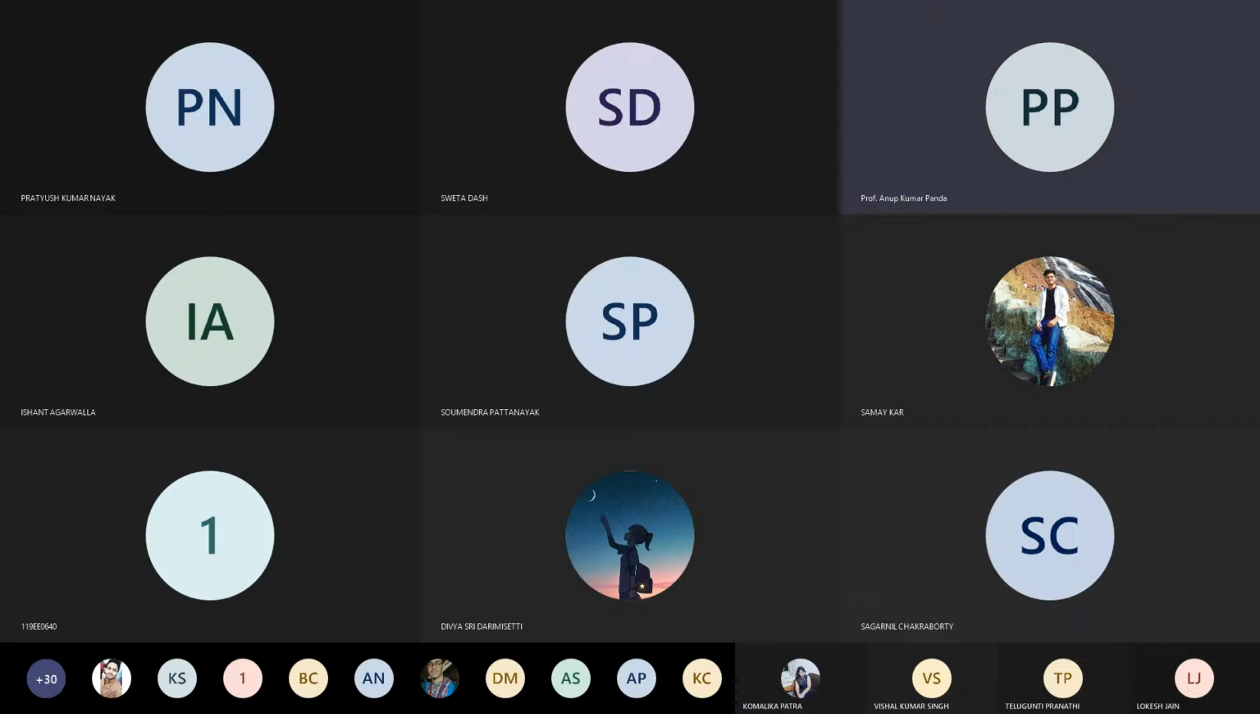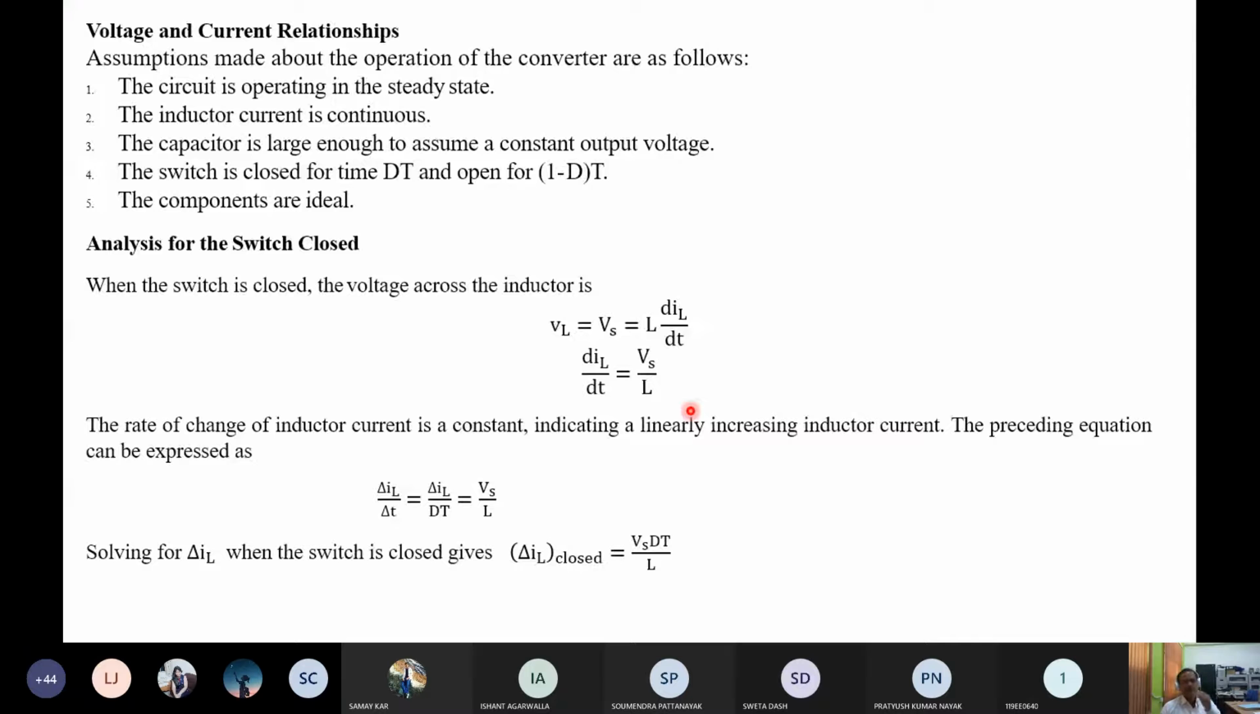When the switch is closed, the voltage across the inductor is Vs, which is equal to L dIL/dt. So dIL/dt is equal to Vs/L. From here you can see that the inductor current slope dIL/dt is a constant, Vs/L. So it rises linearly.